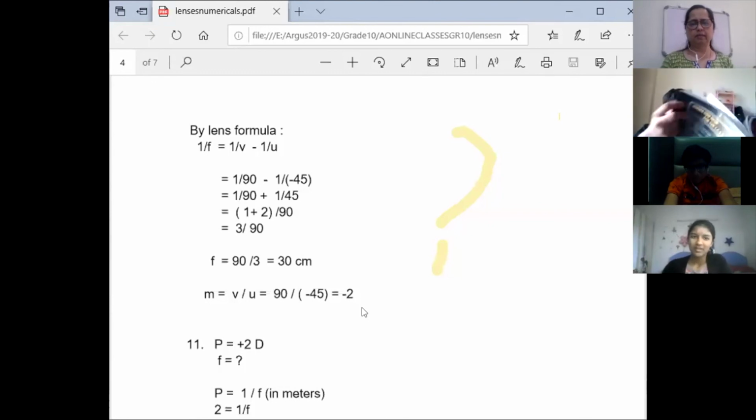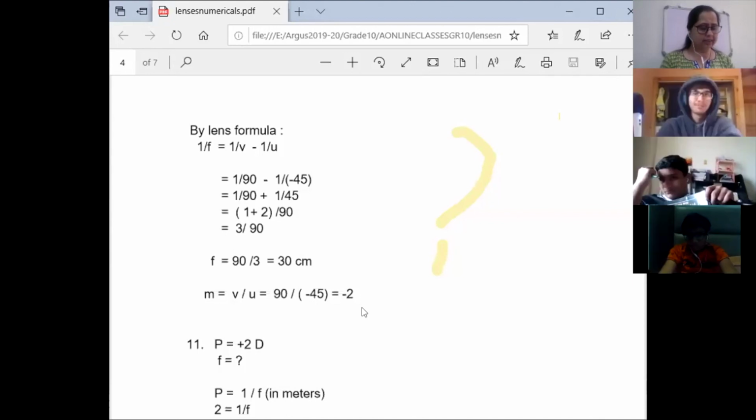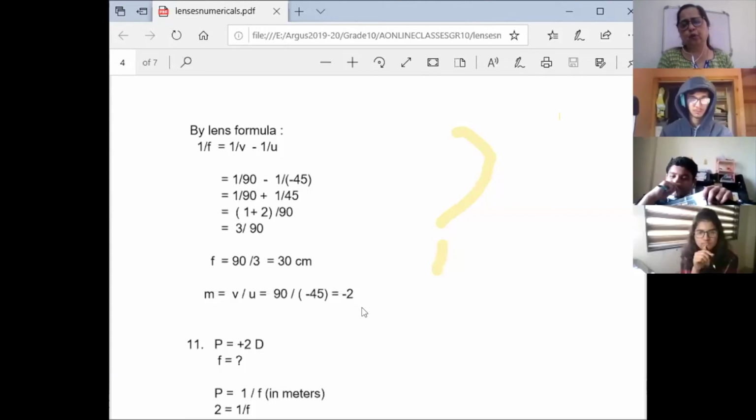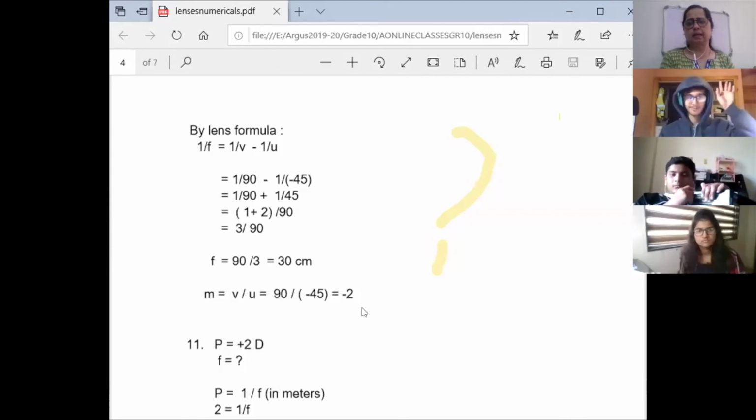Where is the object placed? 2F. Very good. At 2F or at C. So the object is placed at 2F. So that means 2F or C is 60 centimeter, right? Because the object is placed at 60 centimeter. So it's very clear what the focal length will be. If 2F is 60 centimeter, what is F? 30. Yes, Narayan. 30 centimeter.